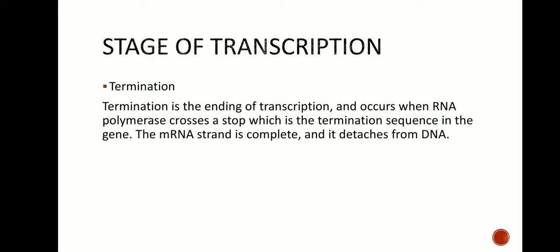Let's go to the third one, the termination. Termination is the ending of transcription and occurs when RNA polymerase crosses a stop, which is the termination sequence in the gene. The mRNA strand is complete and it detaches from the DNA. Meaning, termination is the state, act, or process of reaching the end or bringing to an end. It denotes a biological process where a biological entity is being ended or completed.